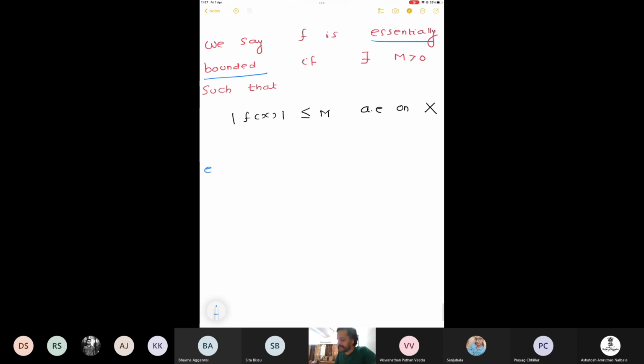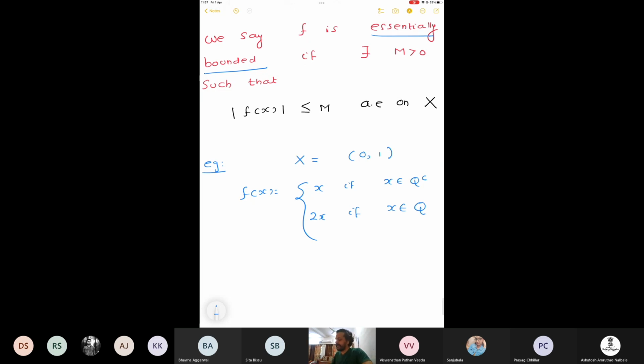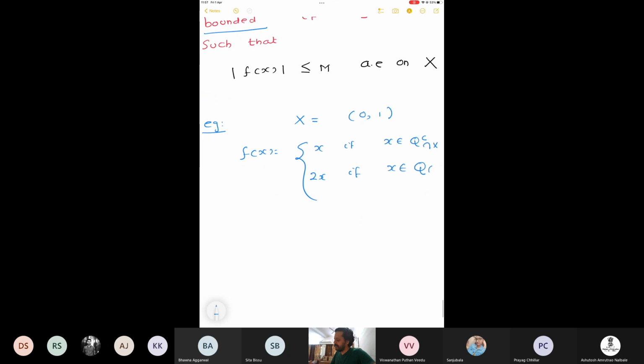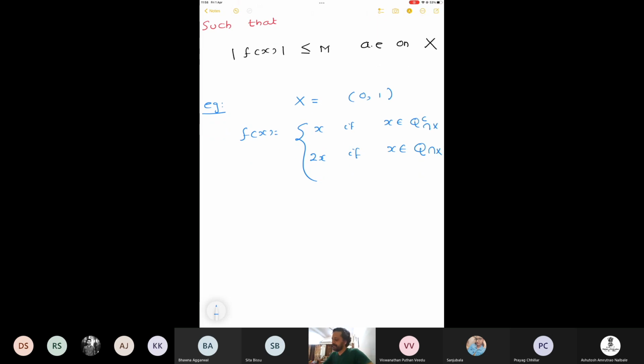Let me quickly give an example. Let us take X equal to the open interval (0, 1), and f of x is x if x is irrational, and 2x if x is rational. Now X I am endowing with our usual Lebesgue measure.